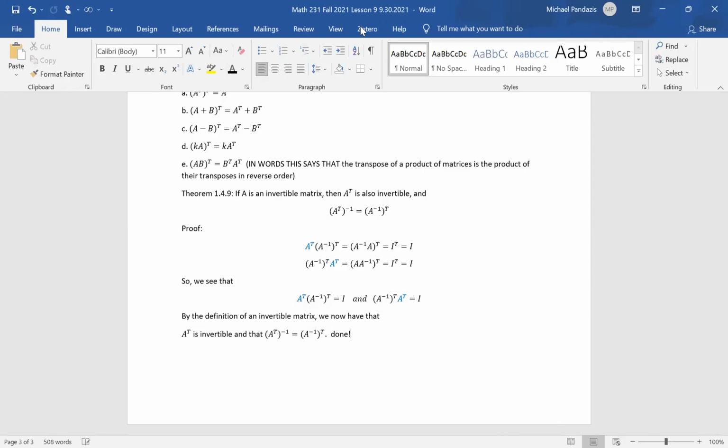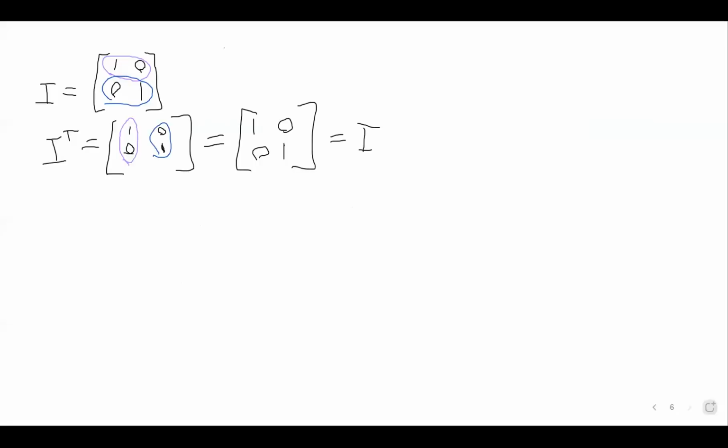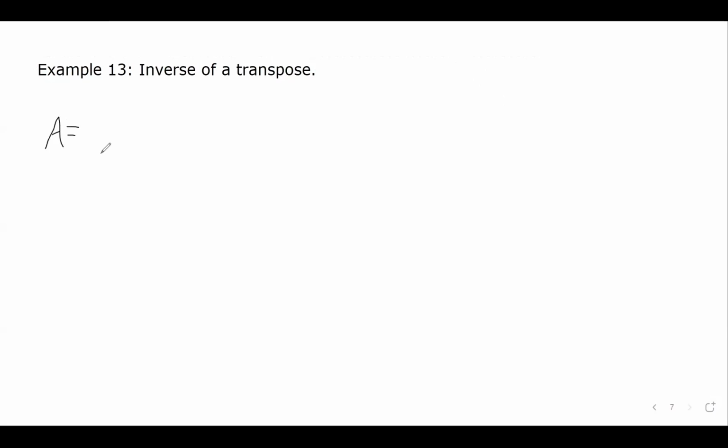So let's look at another example, this time on the whiteboard. This is example 13, and it's the inverse of a transpose. So we're going to think of a general 2x2 matrix and its transpose. So if you have a general 2x2 matrix called capital A with entries A, B, C, D, that's a general 2x2 matrix. And if you think of its transpose, A transpose then is switching the rows and columns.